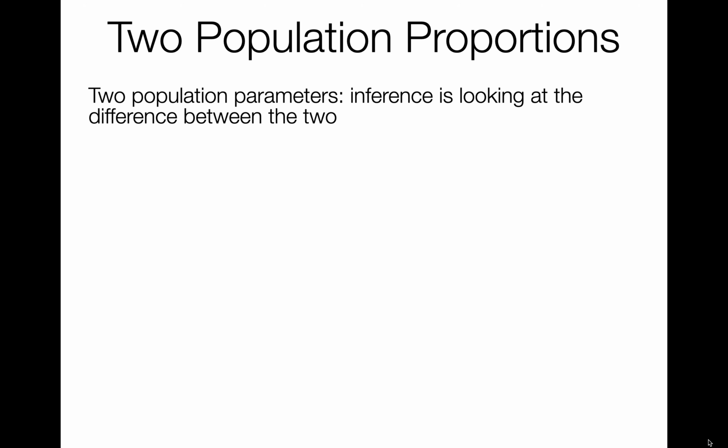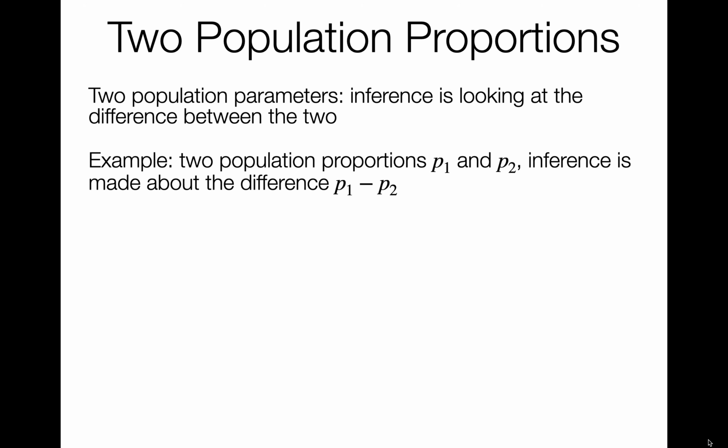The first case that the book talks about in chapter 10 is the difference between two population proportions. I give sort of the outline of what would go on here, and then I skip over the rest because, to be honest, I usually skip it when I teach it, so I don't feel like talking about it. I'm going to move on. But we have two population parameters. They're both proportions, and the inference that we're doing is looking at the difference between the two.